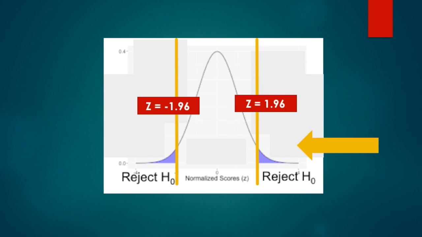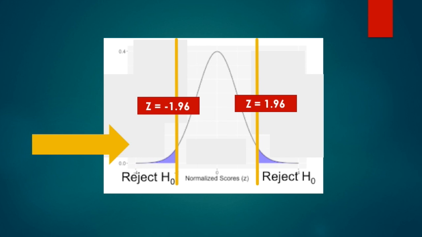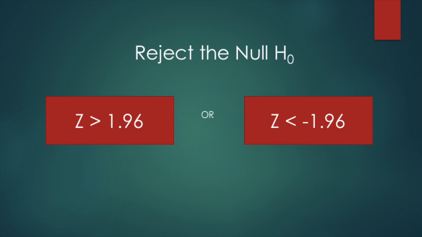What this value then allows us to do is reject the null if the calculated z-value you will get in step 4 is greater than 1.96 or less than negative 1.96. Rejecting the null means that the observed mean qualifies as a rare outcome. You will state the decision rule as follows. Reject the null if z is greater than 1.96 or z is less than negative 1.96.